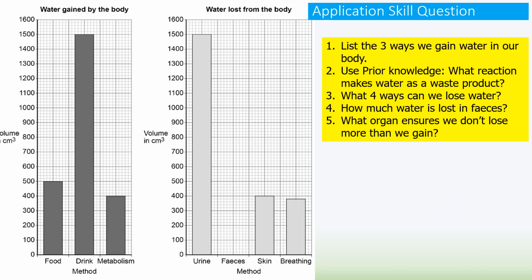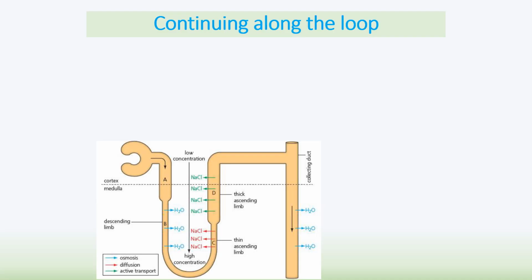Now, you could be asked about how water is gained and lost from the body. So the main ways in which water is gained and lost from the body: it gains water from food, so think about fruit, which has lots of water in it. We drink it, and our metabolism, respiration, produces water as a waste product. We lose water in our urine, in our feces, in our skin, and in our breathing. So this was from a question, so this would have a graph on there as a result.